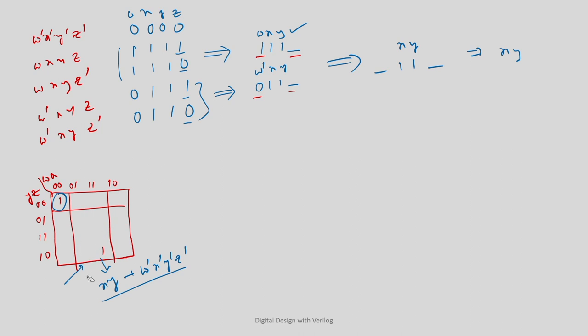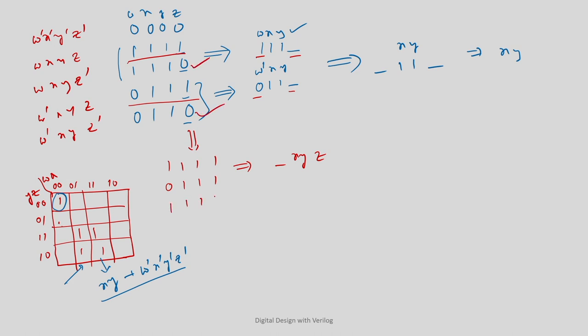Similarly, I could have combined the other way also. So, let me show you this way. Suppose I take this one and this one. So, this is 1 1 1 1 and 0 1 1 1. If I combine these two, I will end up getting X Y Z. W is removed. Similarly, I could take this one and this one. So, this is 1 1 1 0 and this is 0 1 1 0. They again differ by just a single bit. So, again if I combine these two, I will end up getting X Y Z bar.